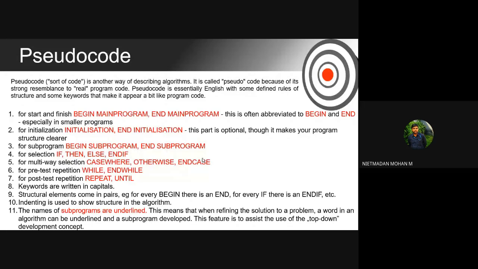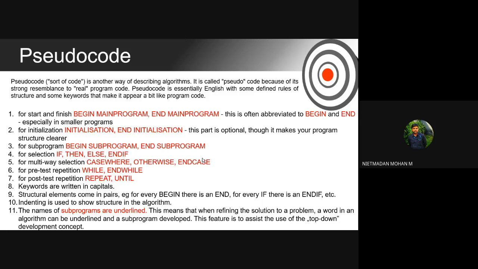So in an algorithm we can start anywhere, and at the end we can stop. But in pseudocode the starting line will be begin main program and end main program. To write pseudocode, we start the program with begin main program and end main program. If the program is very small, you can start with the keyword begin and stop the pseudocode with the keyword end. Whatever I have marked in red color are the keywords.